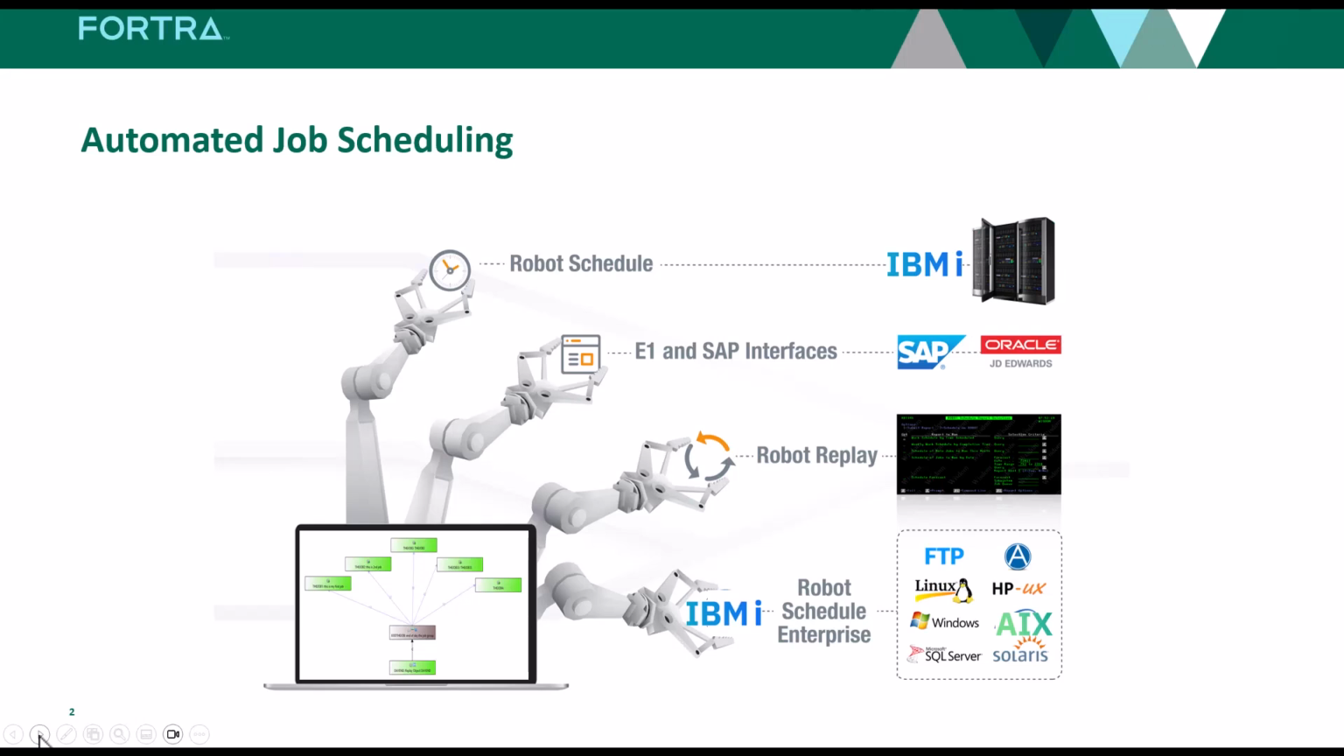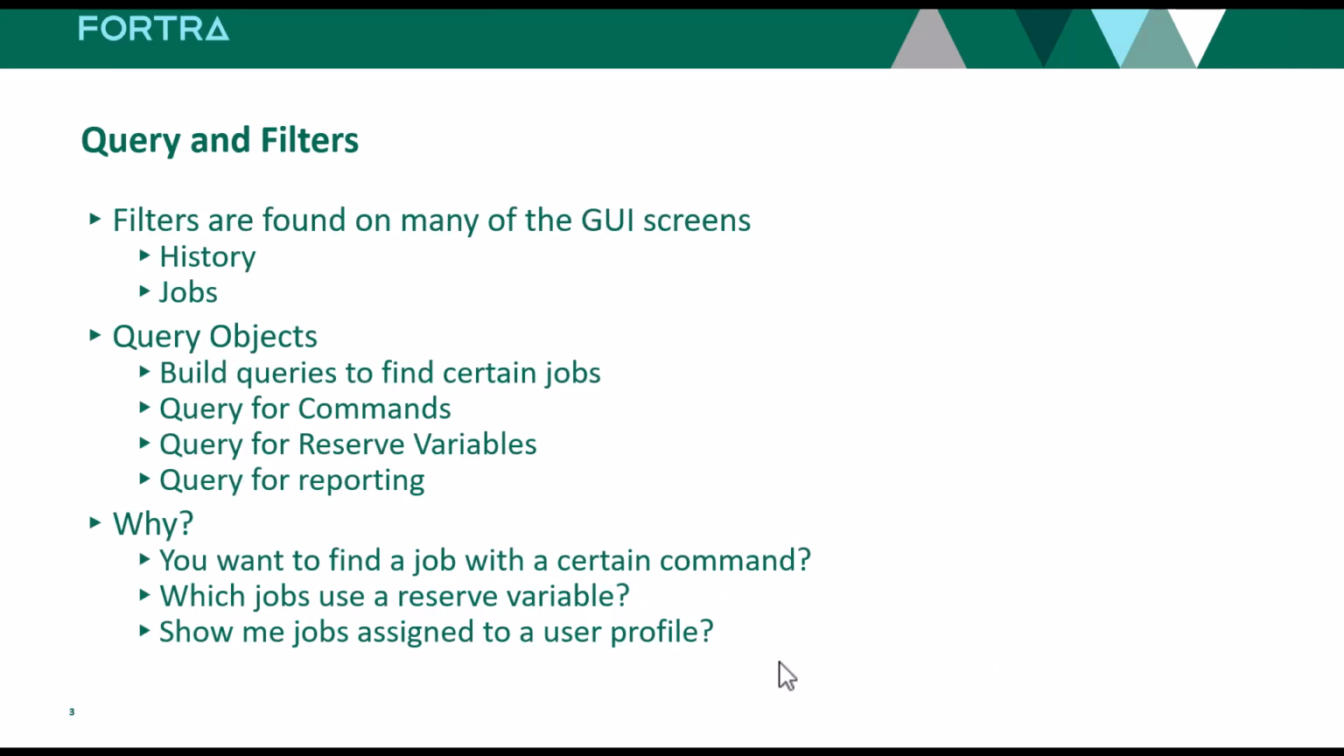As you know, Robot Schedule runs natively on IBM, has interfaces into Enterprise One and SAP on IBM, can run interactive screens with Robot Replay, and even go a step further and put agents on Windows, Unix, Linux, and now it can be your IBM-centric enterprise scheduling tool. But with queries and filters, they're there for you to find what you need, whether it's history or jobs, and you can run the filter feature through the GUI.